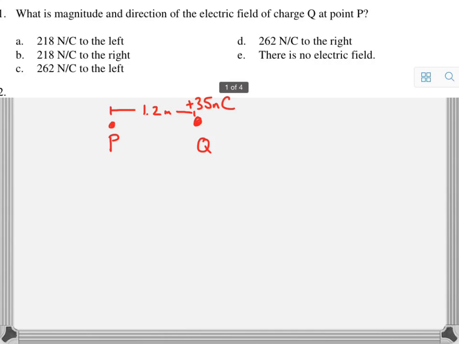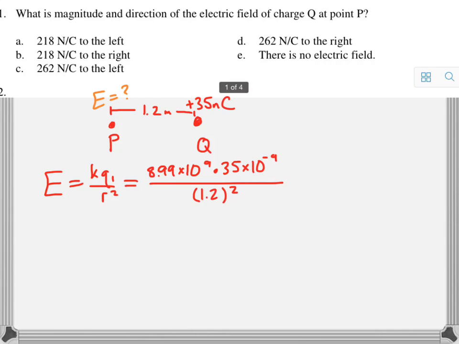I use my electric field equation for a point charge. That's K times Q1 divided by R squared. And I plug in my values. I know K is a constant. I know the charge Q1 is 335 nanocoulombs, and nano means 10 to the negative 9. And then I divide that by 1.2 meters squared, because that's the distance between them. And when I crunch those, I am going to get a positive 218 newtons per coulomb.